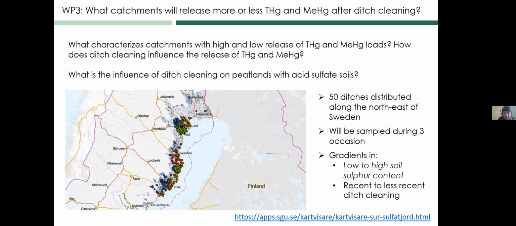and we are especially interested in how ditch cleaning on acid sulfur soils will influence the mercury concentrations, and especially then the methylmercury concentrations, because sulfur is very important to determine the mercury methylation rates. We will sample 50 ditches, and this will be done during 3 occasions, and we will choose the ditches to include a gradient in low to high soil sulfur content, and also recent and less recent ditch cleaning.